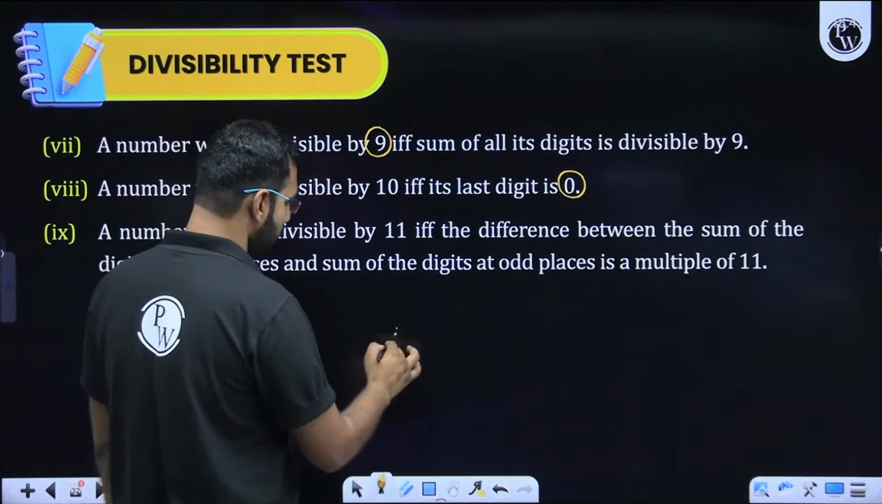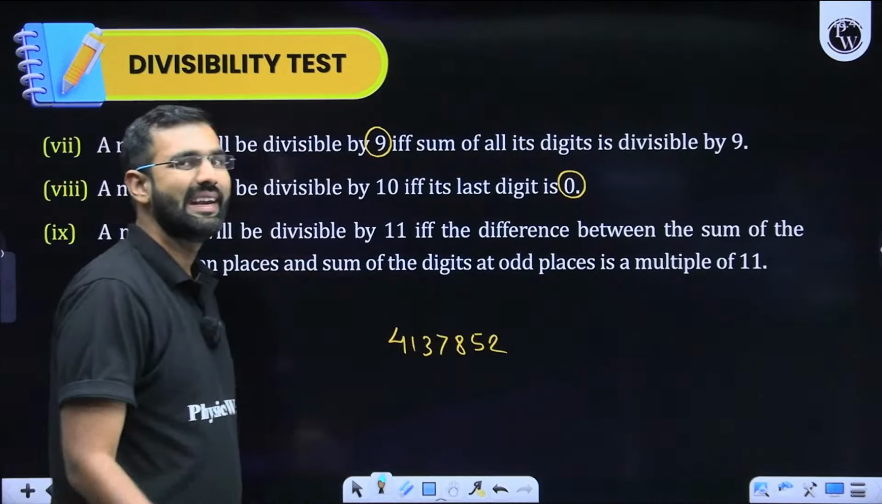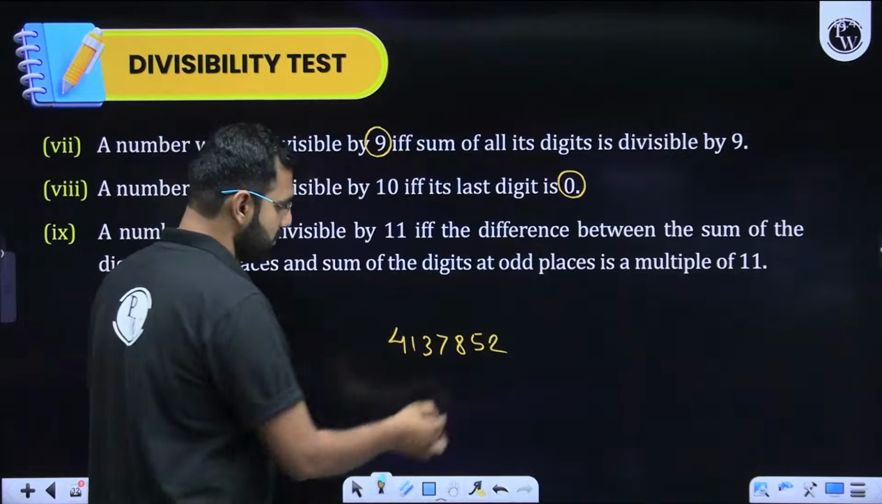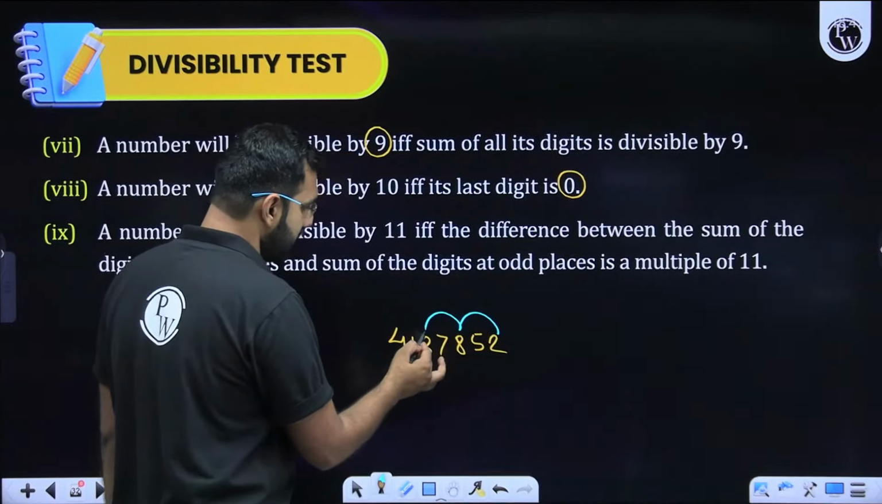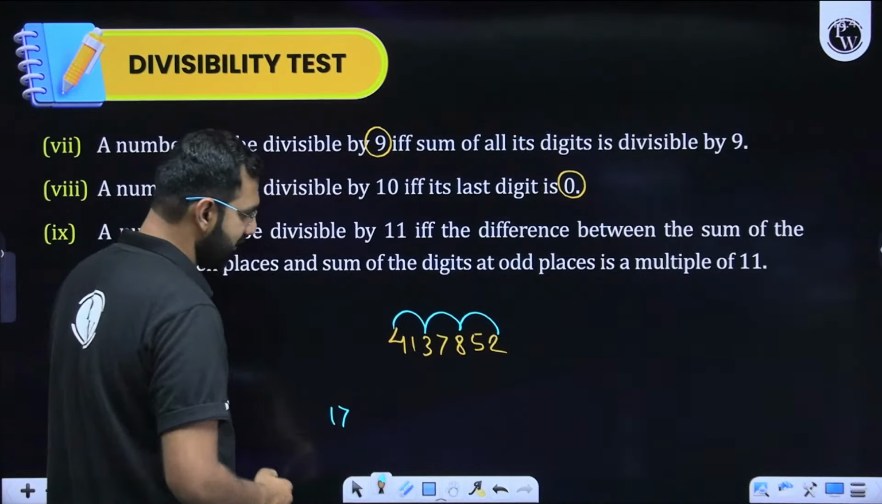Let's say the number is 4137852. Let's say this is the number and I wish to check whether it is divisible by 11 or not. So first of all, take the sum of all the odd position numbers, which means 2 plus 8 plus 3 plus 4. What does it give to you? 8 plus 2 is 10, 10 plus 3 is 13, 13 plus 4 is 17. So that number you have gotten is 17.